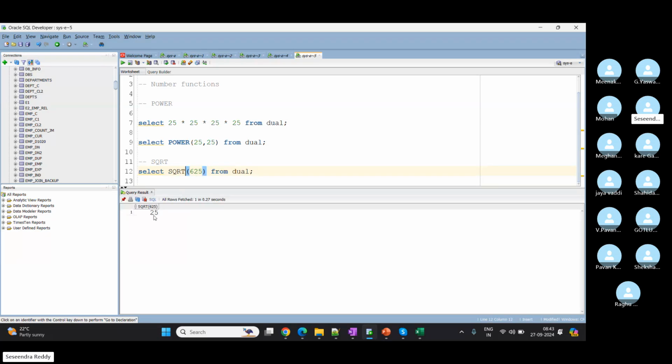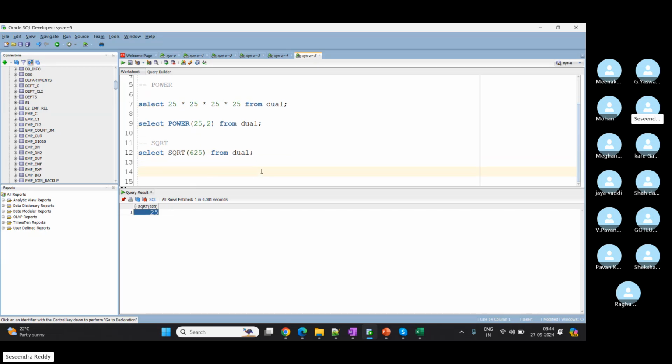Okay, the square root value is nothing but 25. Whatever we have seen with power 25 comma 2 to calculate power, that same power result is what we got. So to see the square root value of the power, we can use the square root function and it gives the result of the square root value. Same thing we can apply on any number.